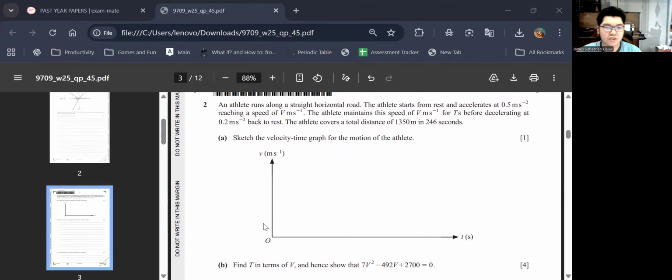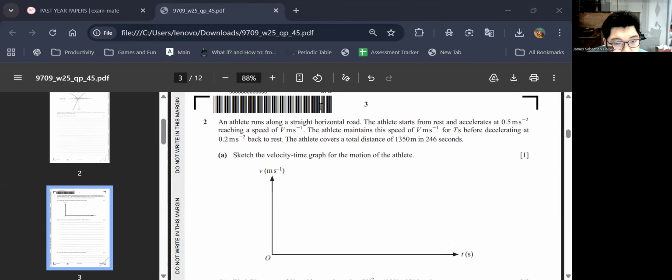Now moving on, question number 2. Alright, so question number 2, for this we will be using what are called the SUVAT equations, because as you can see, the acceleration is uniform, which means that in this question you should use SUVAT.